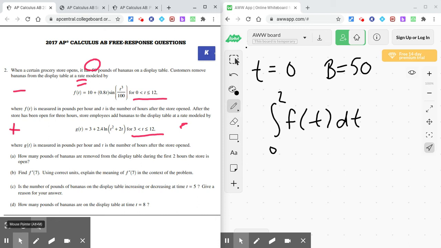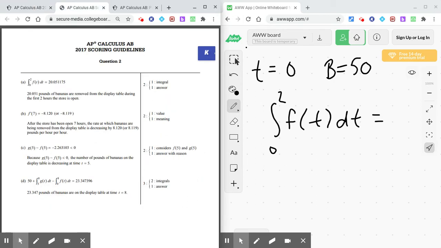I'm not going to even write out what f of t is because I know what f of t is. They gave me f of t. They know what f of t is. And I'm going to, in one swoop, put that into my calculator. If I take a look at that in my calculator, I know that that's equal to 20.051, rounded correctly to 3 decimal places, pounds of bananas, right? So it's 1 point for your integral and 1 point for your answer, right? And that's A. I mean, it's pretty straightforward.